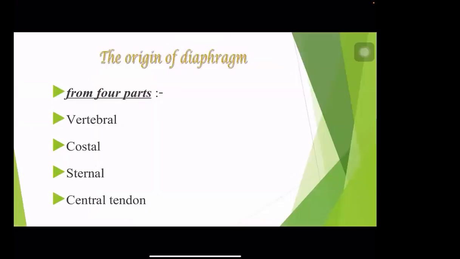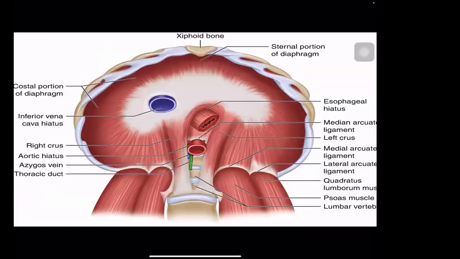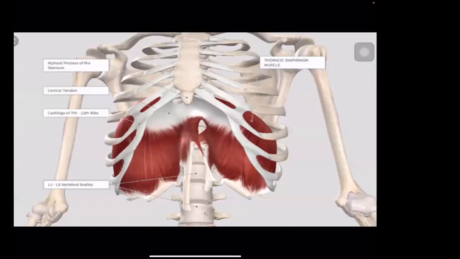The third one, this is the median arcuate ligament, which is a fibrous medial thickening of both crura, behind which passes the aorta. Okay, this is the vertebral part. The second part is from the costal cartilage.